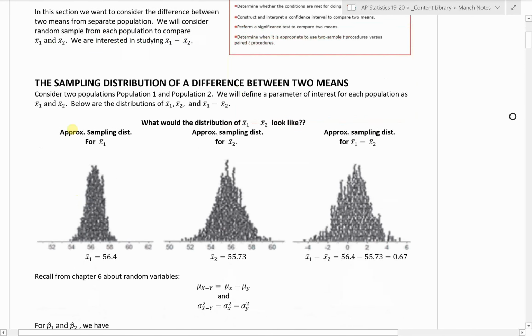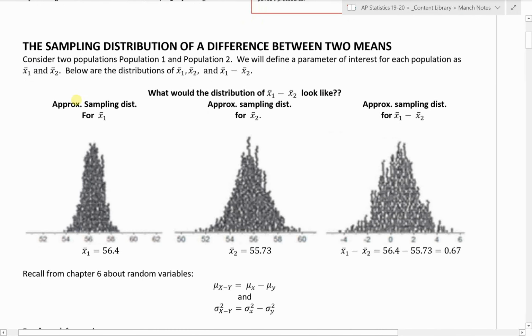So let's talk briefly through what the shape of the sampling distribution would look like for the difference of two means. It's really similar to what we saw in the previous section for proportions, right? If this is the sampling distribution for the first population's sample mean, and this is the sampling distribution for the second population's sample mean, the sampling distribution for the difference between the two sample means would be just the difference of the sample means. So that would be the center, 0.67, right?